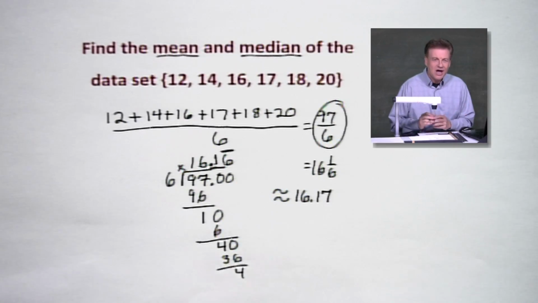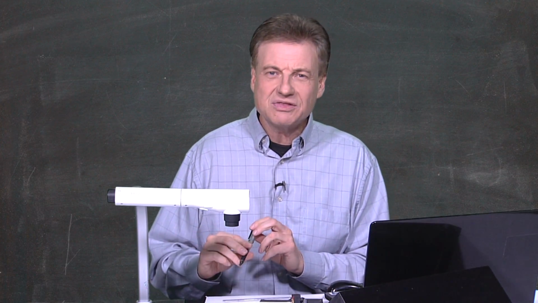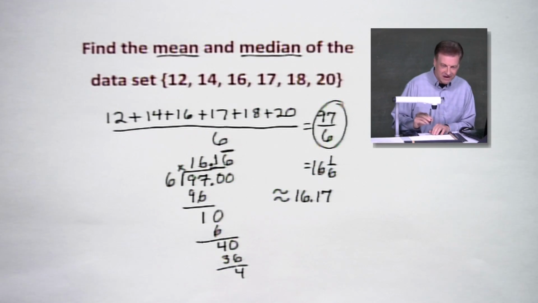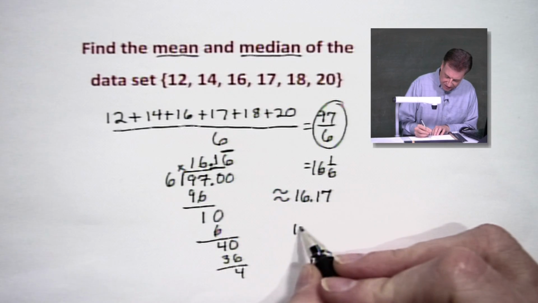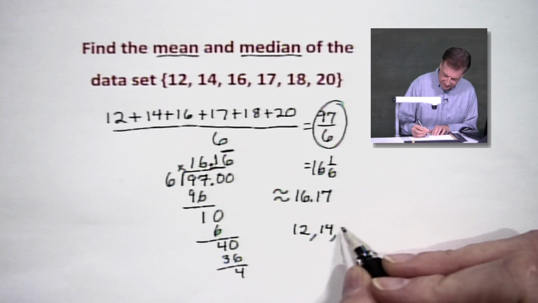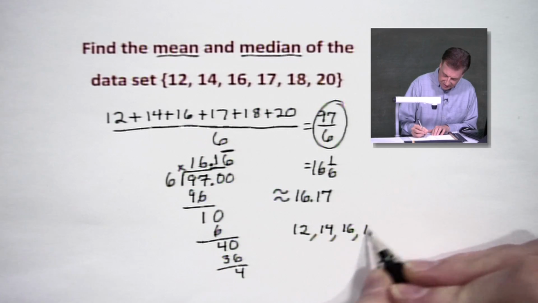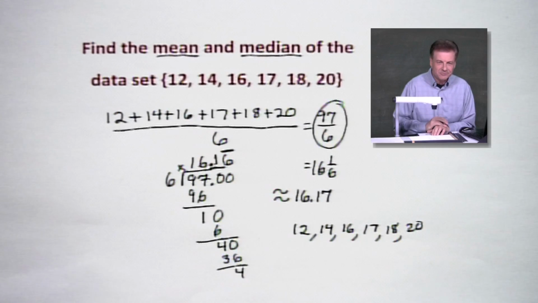So again, a great little Mathline problem of the day. We need to go back to that just a second, guys. I've got to get the median. Haven't done the median yet. Sorry about that. The median is a little bit easier here. We've got to spread these numbers out. We've got 12, 14, 16, 17, 18, and 20.